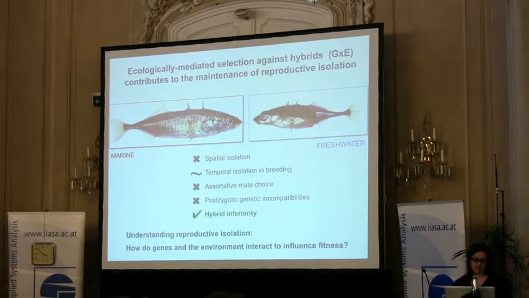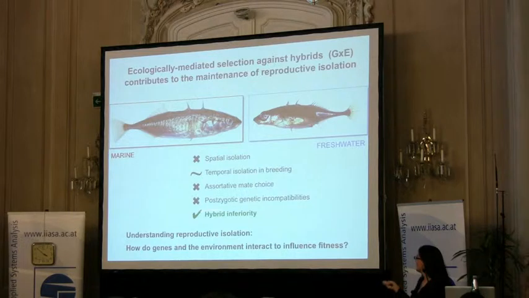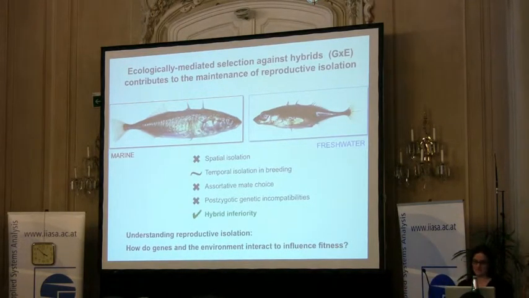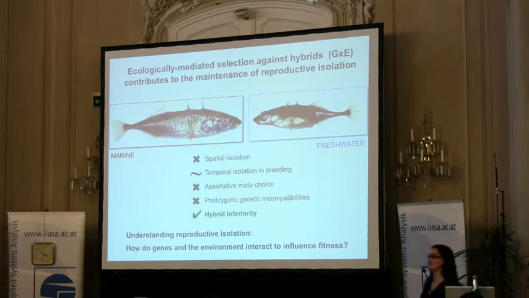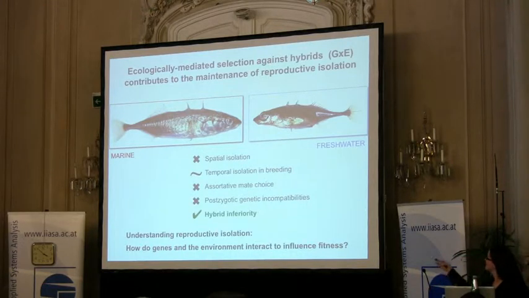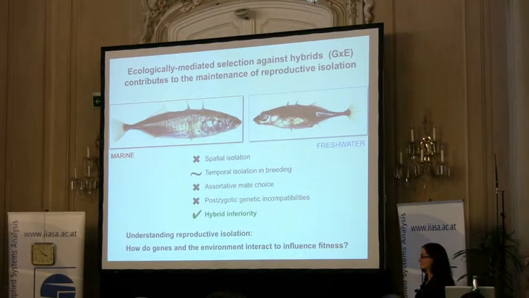Okay, so if we really want to understand the reproductive isolation that's maintaining differences here, we would like to know how genes and the environment interact to influence this hybrid inferiority, influence the fitness. And there's been a lot of discussion, apparently, not that I was involved in it, about whether the genetics of adaptation is the same as the genetics of reproductive isolation. And I think in this particular system, if you believe that reproductive isolation is driven by hybrid inferiority, then the genetics of adaptation would be equivalent, because we're looking at how genes and the environment interact.